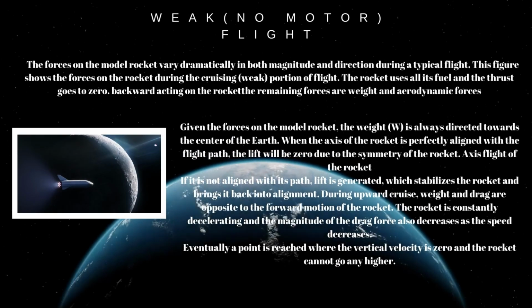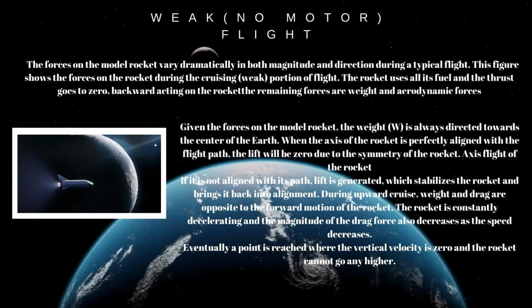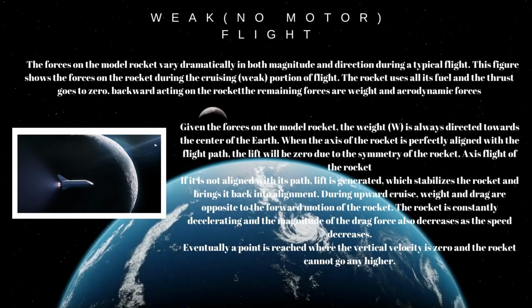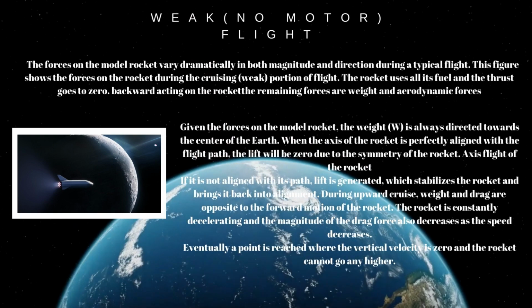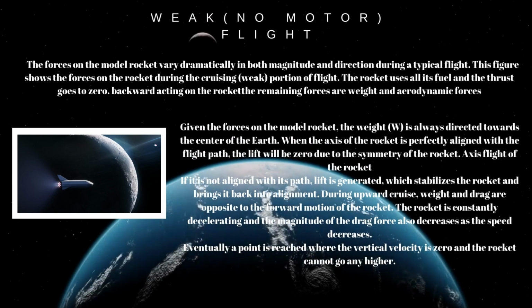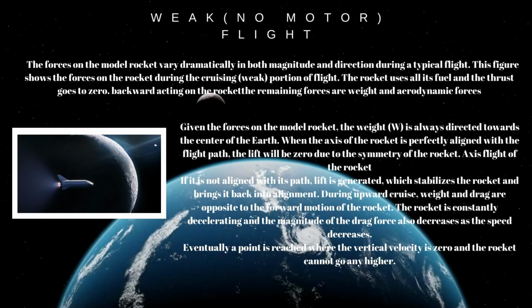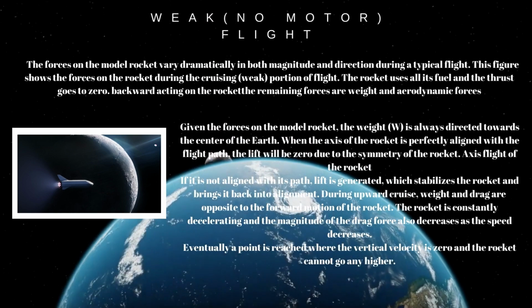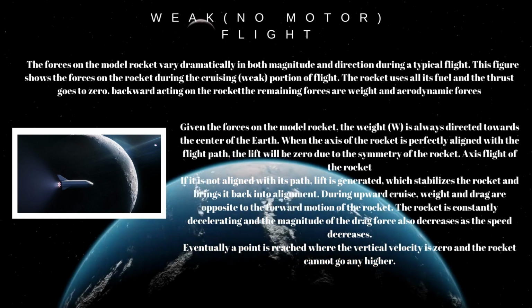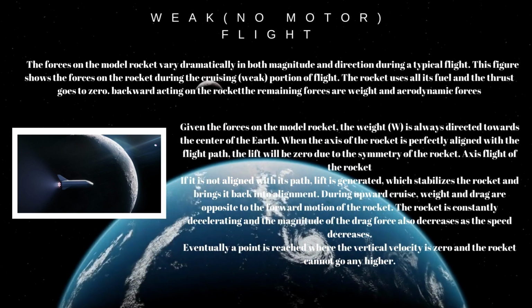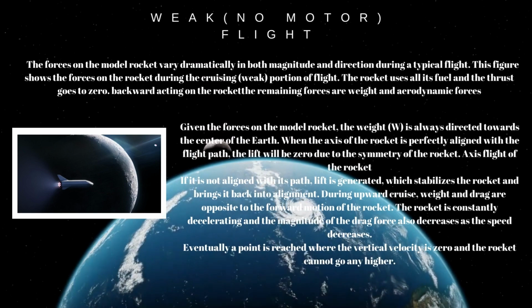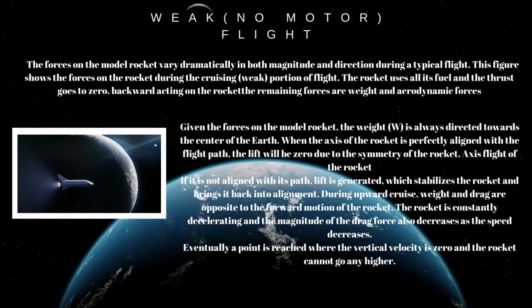Continue with coast flight. The forces on the model rocket vary dramatically in both magnitude and direction during a typical flight. This figure shows the forces on the rocket during the coasting portion of the flight. The rocket uses all its fuel and the thrust goes to 0. Acting on the rocket, the remaining forces are weight and aerodynamic forces.